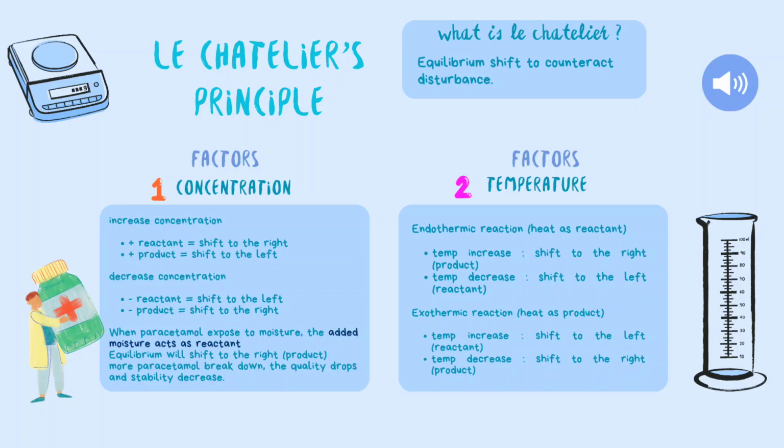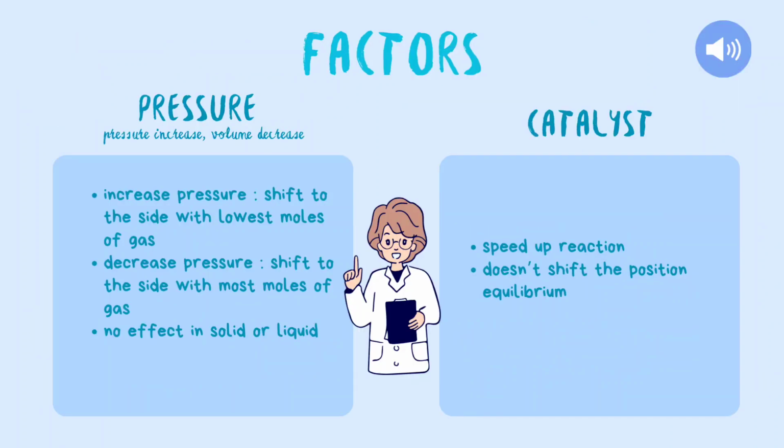Second is temperature. In an endothermic reaction, heat acts like a reactant. So adding heat shifts it to the right, and in an exothermic reaction, adding heat shifts it to the left. For pressure, when we increase pressure, it will shift to the side with fewer moles of gas, and it has no effect on solids or liquids. And lastly, a catalyst only speeds up the reaction but doesn't shift the position of equilibrium.